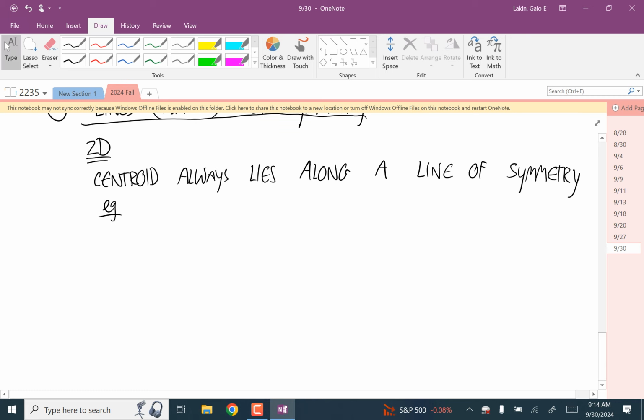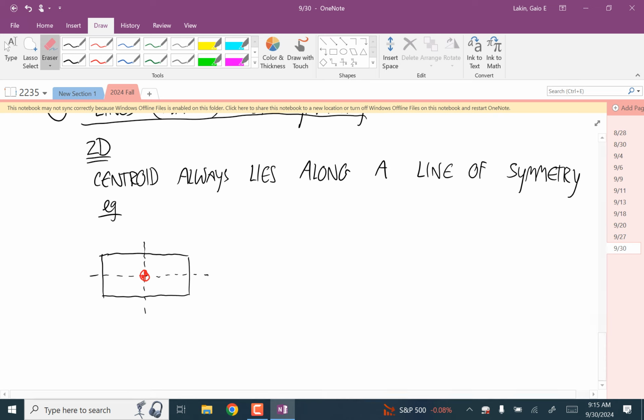Okay, so like for example, if you have a rectangle, this is a line of symmetry, this is a line of symmetry, and so the centroid has to be at the intersection. And that's why I didn't give any calculations for a rectangle in my list of shapes. I mean, that's going to be the most important shape that we do, rectangles, but you can just tell those from inspection.